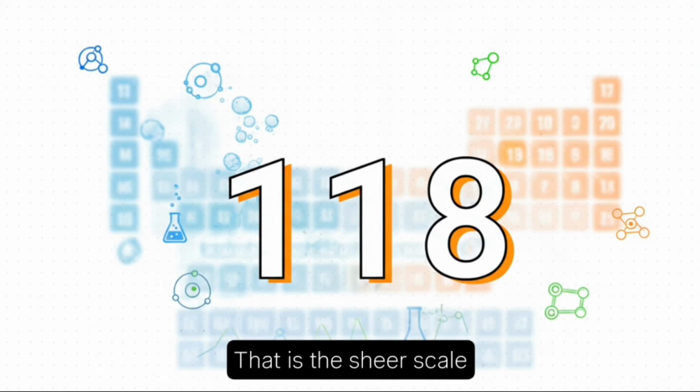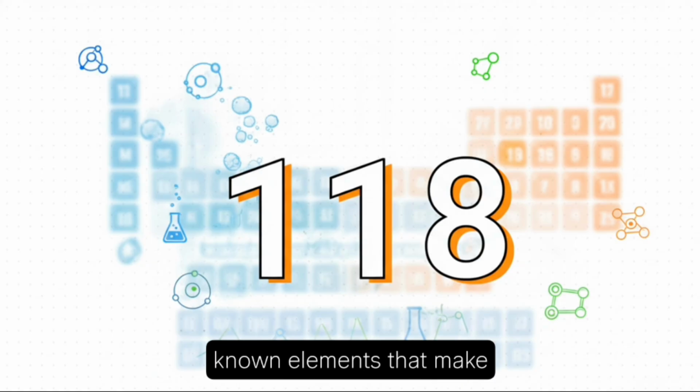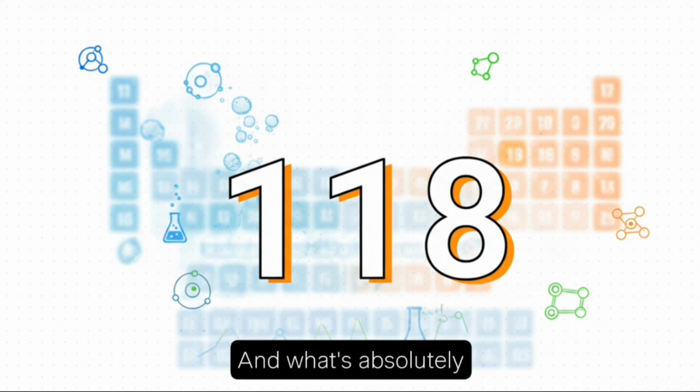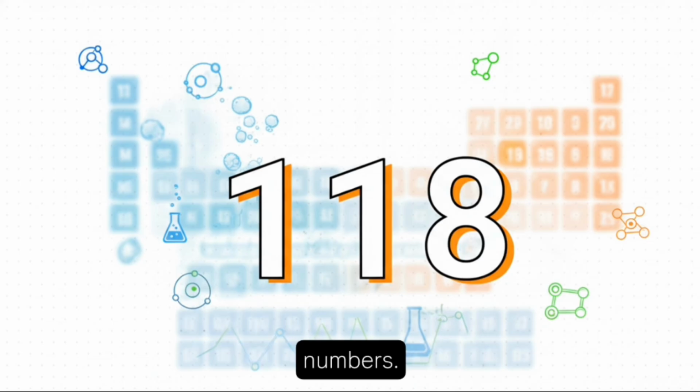118. That is the sheer scale of our map today. There are exactly 118 known elements that make up absolutely everything around us. I'm talking the oxygen you're breathing right now, the silicon inside the device you're using, the whole shebang. And what's absolutely amazing is that they aren't just thrown together randomly. They are arranged perfectly by their atomic numbers.